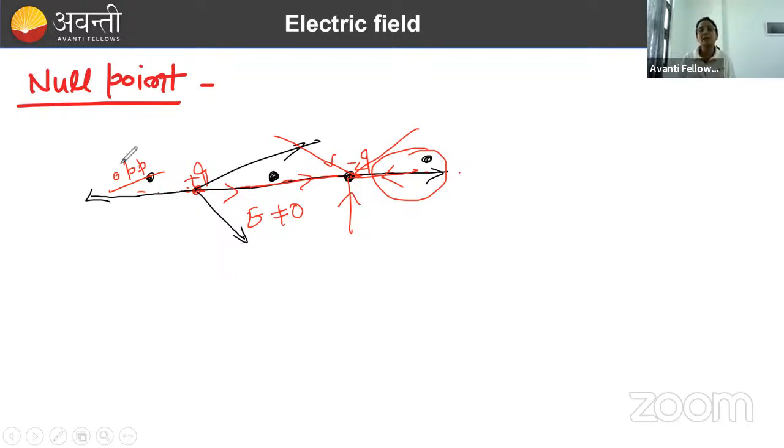If null point comes in the question, it should take you to the sense that you have to calculate the point where electric field is zero. Electric field zero means their direction must be opposite and their magnitude must be equal. So first check for the direction of the electric field, which you can easily do by checking the direction of each field individually. Later we will do the question, so no need to worry about such things.